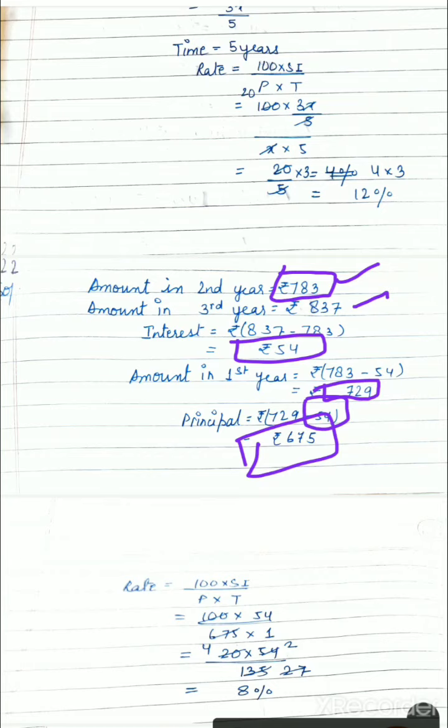Then we will use the formula 100 into SI upon P into T. So 100 into SI is 54, principal is 675 and time is 1. We will get the rate of interest 8%. Clear everyone?